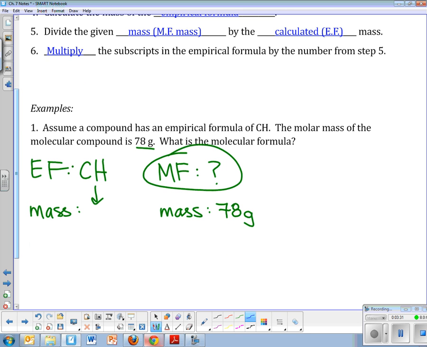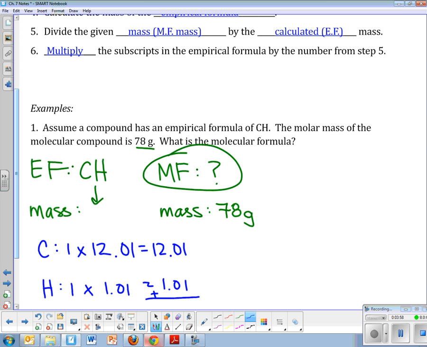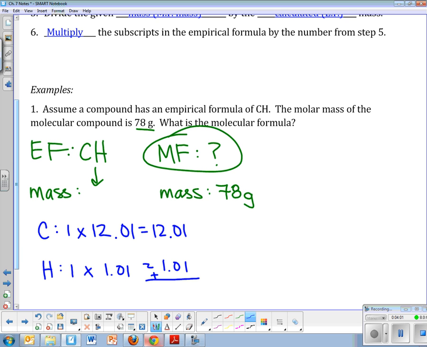So I'm going to write out my elements. I have 1 carbon, I have 1 hydrogen. So carbon's mass is 12.01. That's on the periodic table. So times 1 is 12.01. And remember, at this point, you might not have to write this out. You might be able to just do this in your calculator. The hydrogen's mass is 1.01. So I need to add these up to get my total mass. And that would be 13.02. Okay, so I've just found my empirical formula mass.